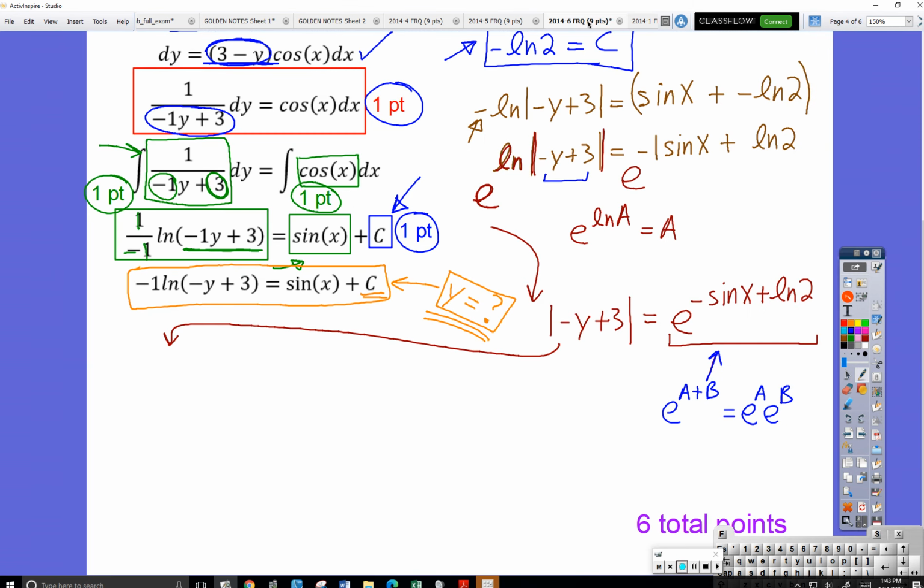So using that, I can rewrite this equation as absolute value, negative y plus 3, must equal e to the negative sine of x multiplied by e to the natural log of 2. But remember, e to the ln of anything is just the anything. So now I have this. This is all equal to 2.